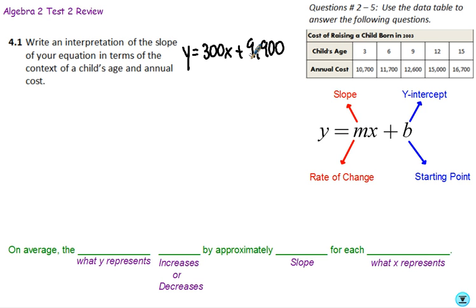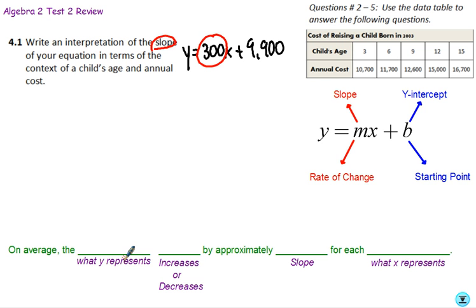So 4 says write an interpretation of the slope. So remember, slope is our rate of change, right? And it's basically that number right there, in terms of the context of a child's age and annual cost. So at the bottom here, I have a little sentence frame for you as far as how to interpret this. So on average, and again it's on average because we're taking the average of these numbers. So on average, and then the blank says what y represents.